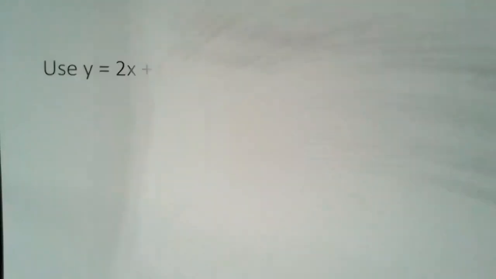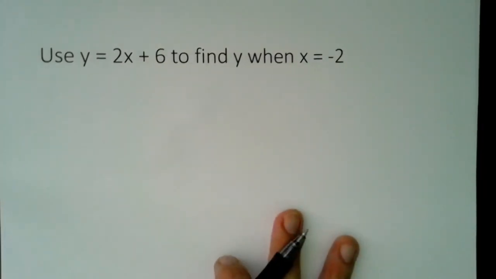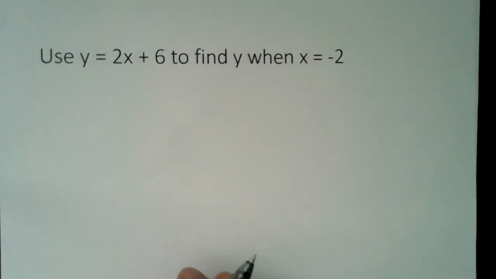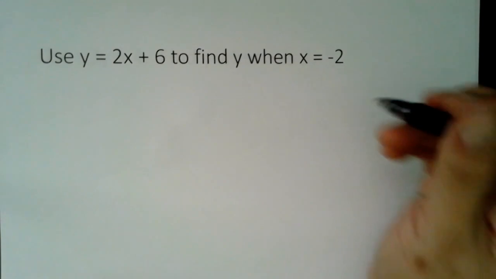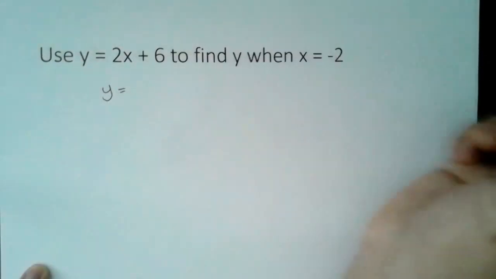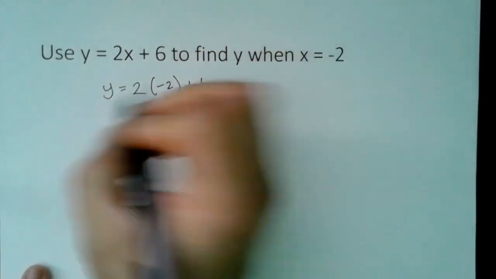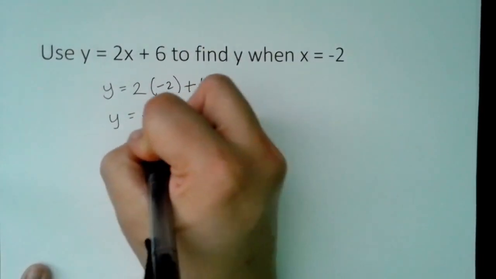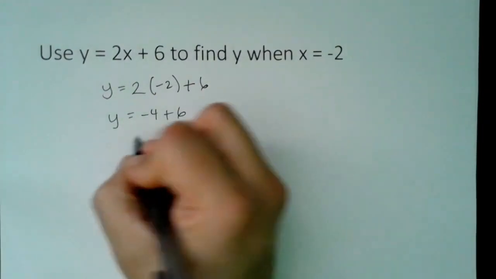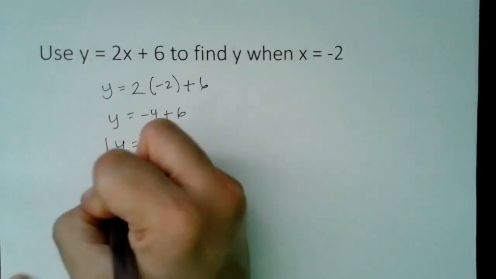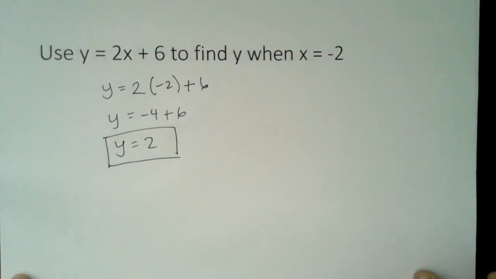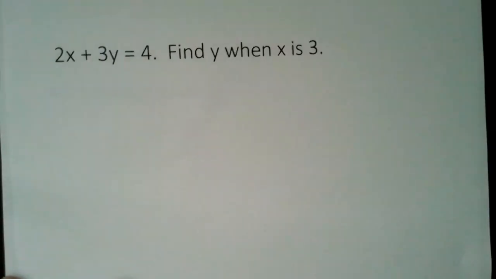Let's do another problem. Use the formula y is equal to 2x plus 6 to find y when x is equal to negative 2. Then we would get y is equal to 2 times negative 2 plus 6, so y is equal to negative 4 plus 6, and that's just y is equal to 2. Not too bad, right?